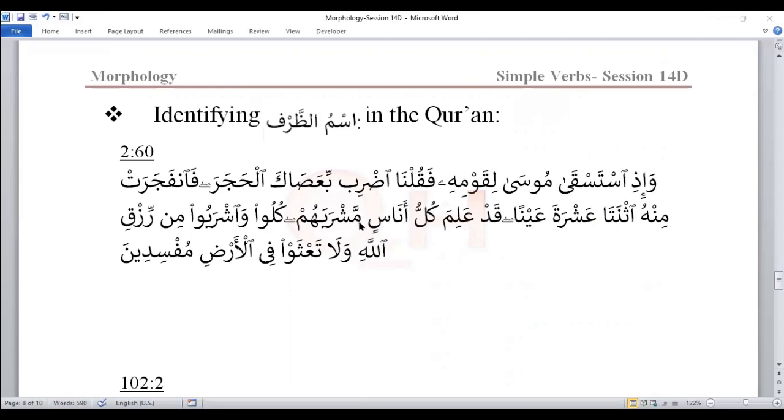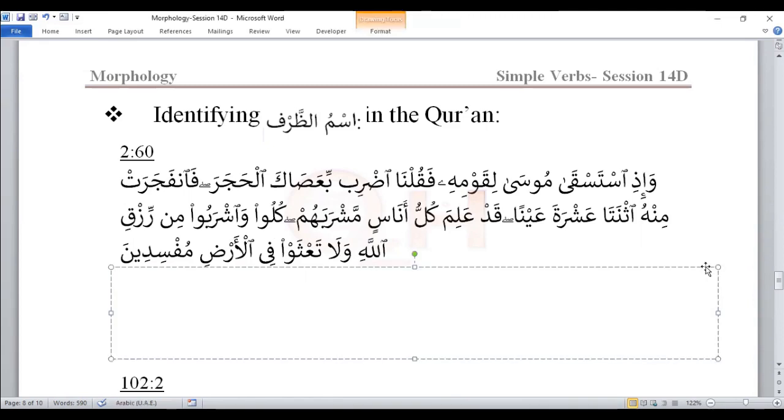So we have a word here, mashrabahum. Okay, mashraba. It matches with maf'al. Let's see if I have any more. Any word that starts with mim fatha? No, we don't have. So let's identify this particular word that we found.